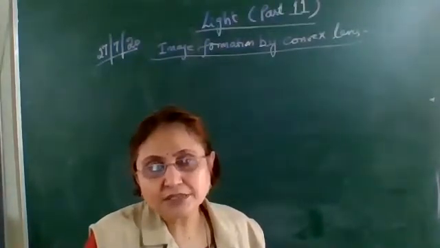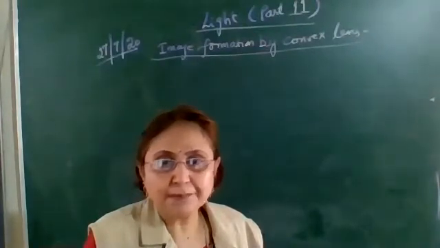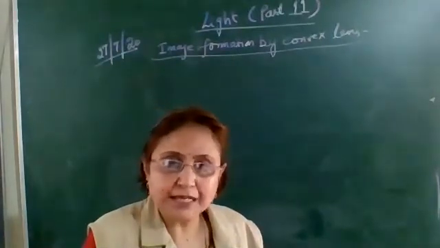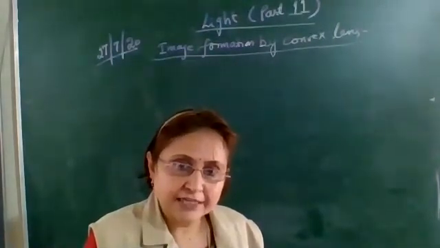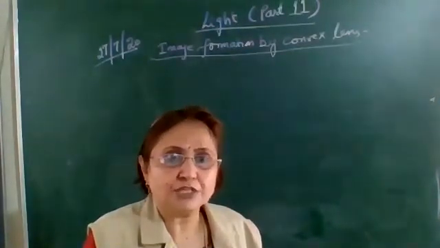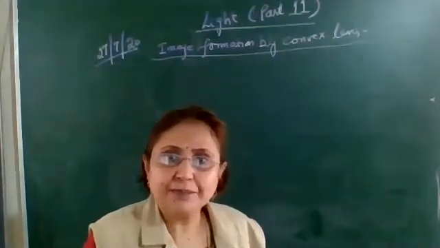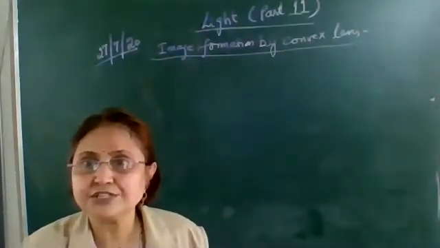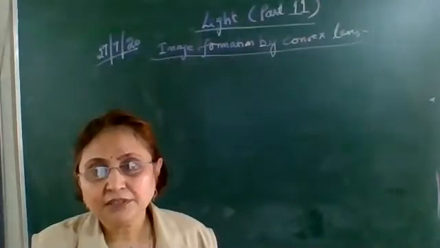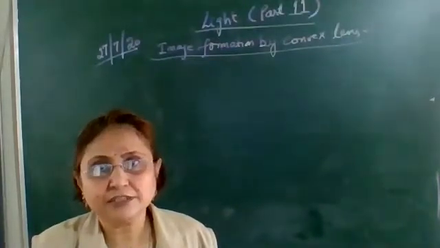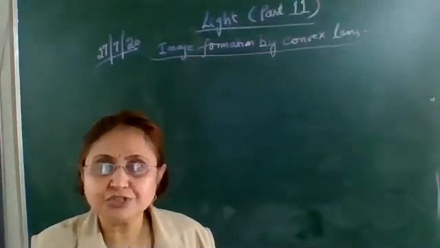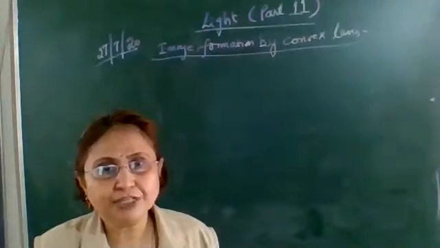The second rule is a ray of light which is passing through the principal focus. After refraction, it will become parallel to the principal axis in case of a convex lens. And in case of a concave lens, a ray of light which is appearing to pass through the focus, after refraction, will become parallel to the principal axis. And the third rule is a ray of light which is passing through the optical center goes straight without bending. So these are the three rules which you have to remember for the image formation by a convex lens.